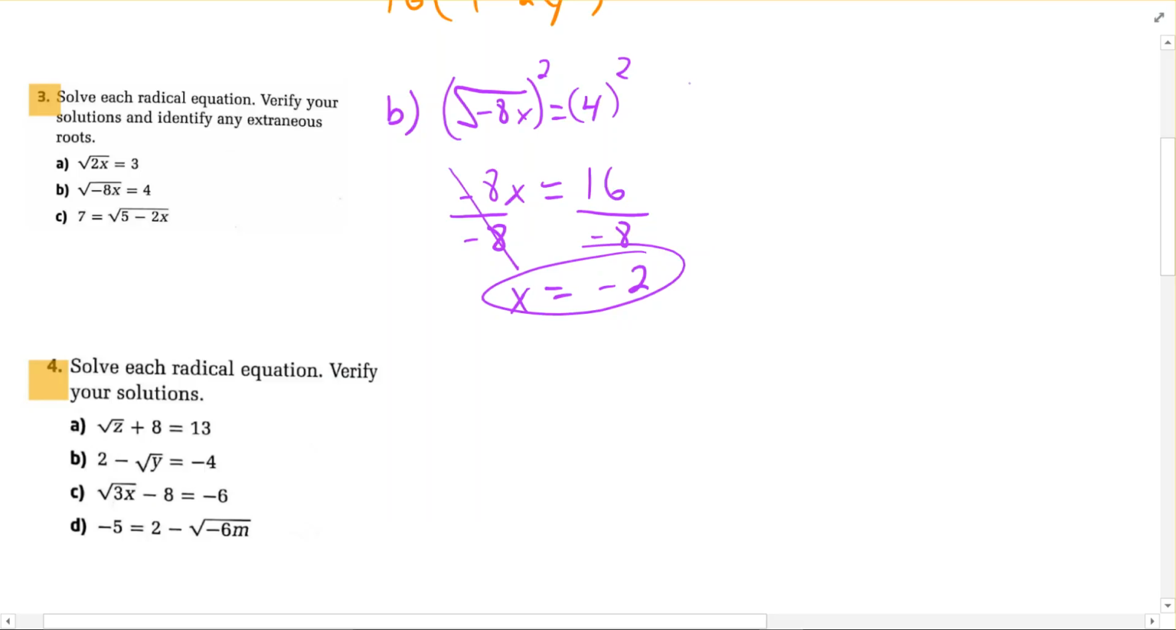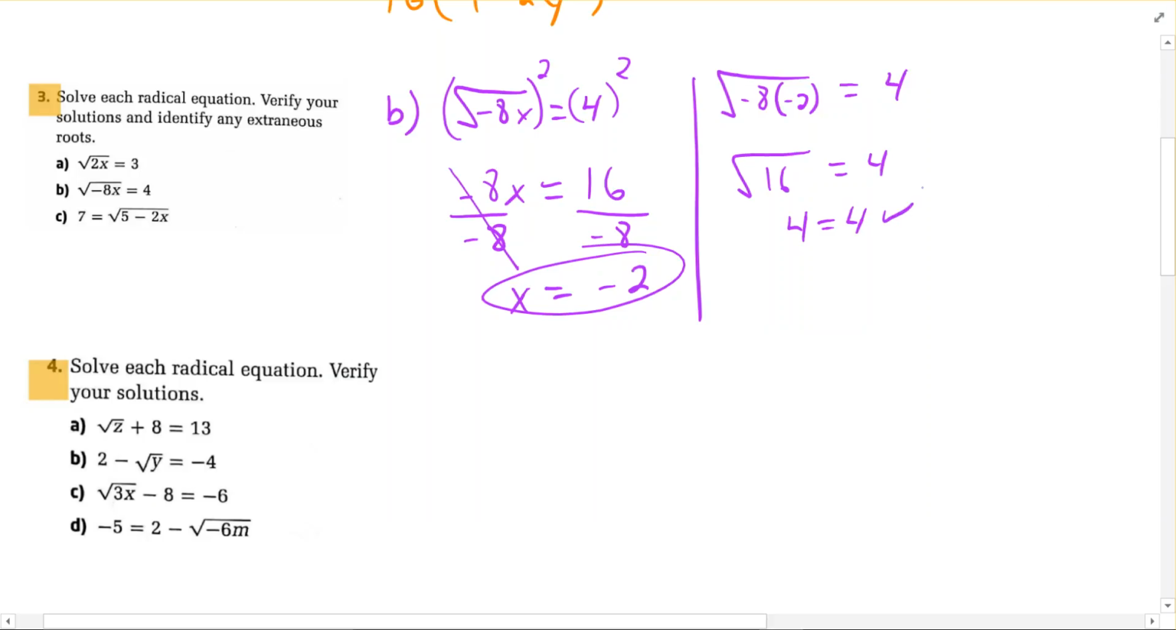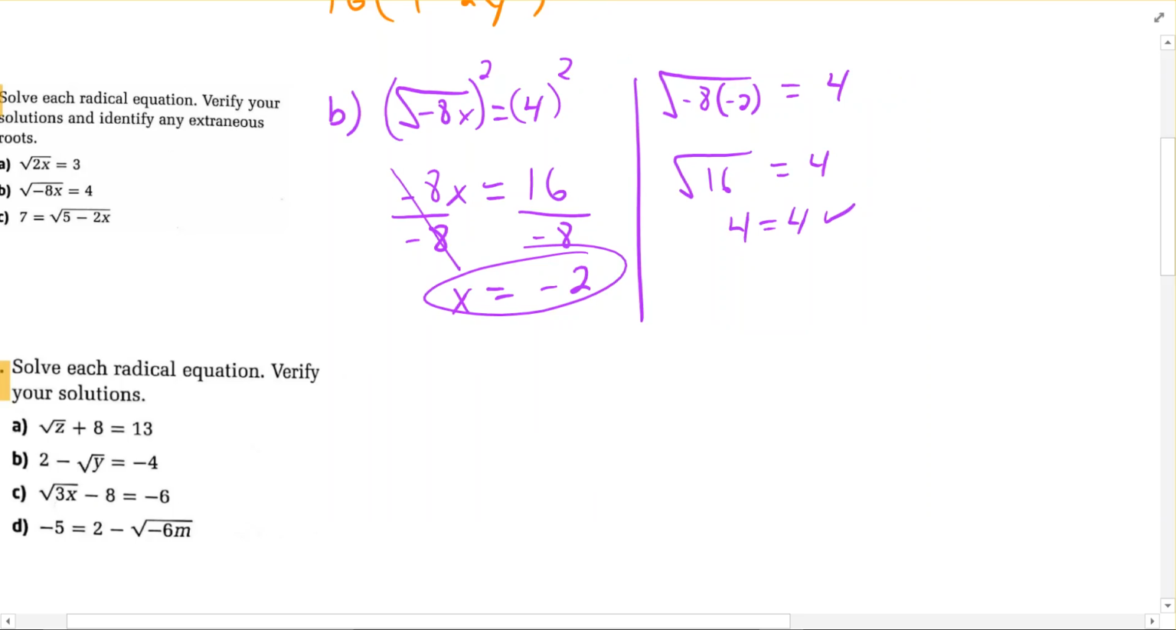So to check it, what we're going to do is put it back into the original question. So let's try going square root of negative 8, and I'm going to put negative 2 instead of an x, and that's equal to 4. And then start working my way down. So I'm going to say, okay, negative 8 times negative 2 gives me positive 16 is equal to 4. And then, yeah, the square root of 16 is 4. So 4 is equal to 4. That checked out. So it did work that time, but it won't always.